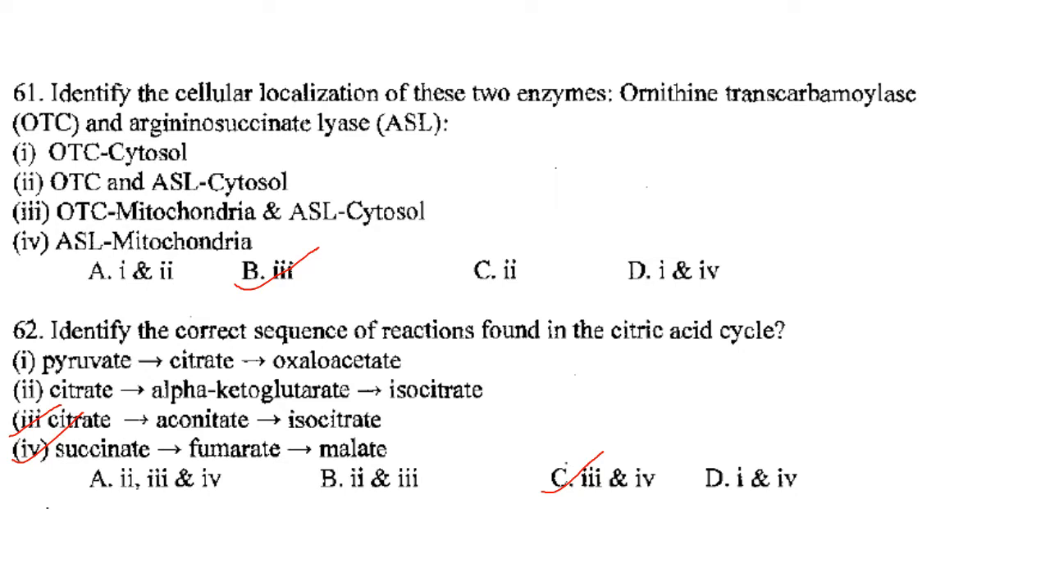Then next one. Identify the correct sequence of reactions found in citric acid cycle. Pyruvate to citrate to oxaloacetate, no. Citrate, alpha ketoglutarate, isocitrate, no. Citrate, aconitase, isocitrate, yes, that is correct. Succinate, fumarate, malate, that is also correct. So 3 and 4 are correct. So option C is correct.